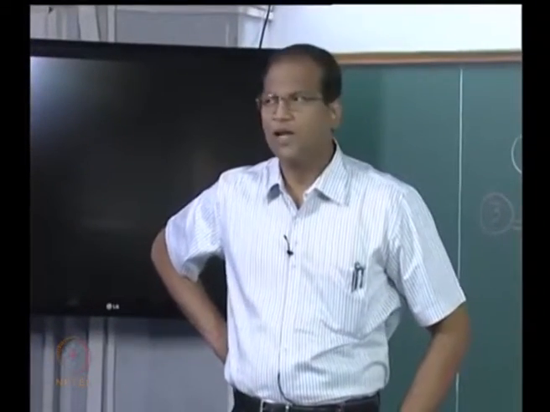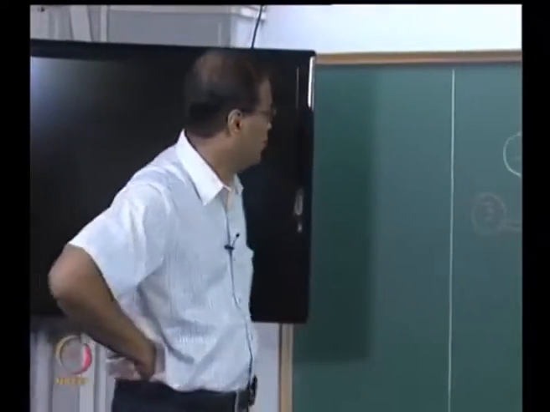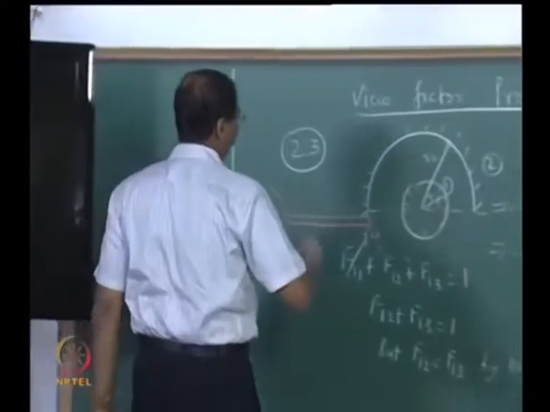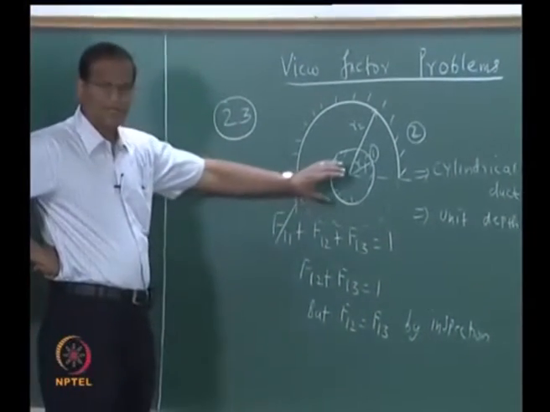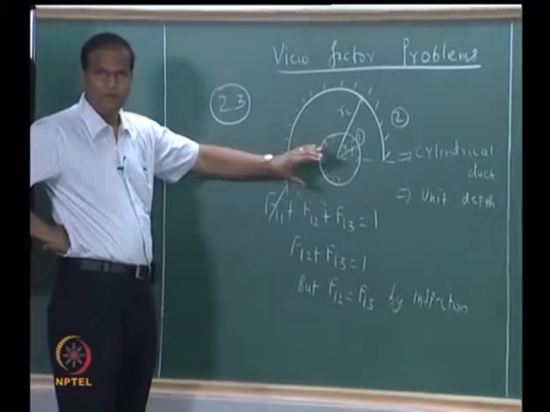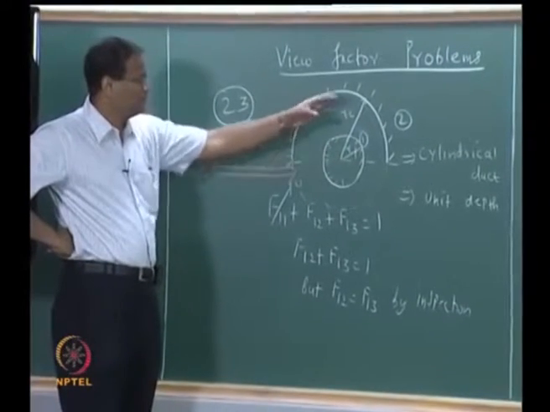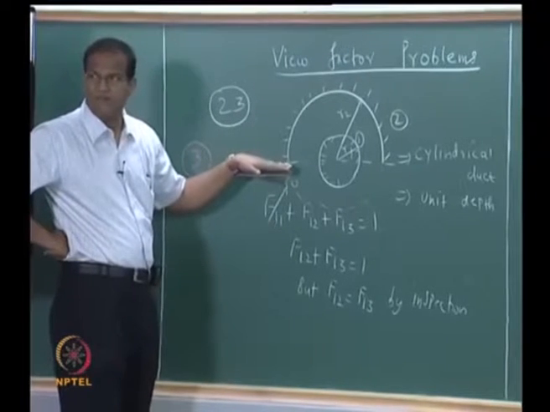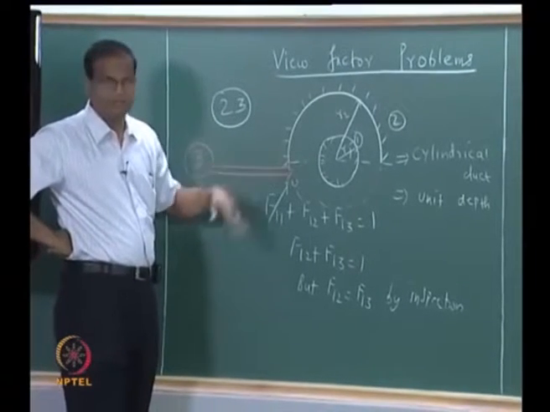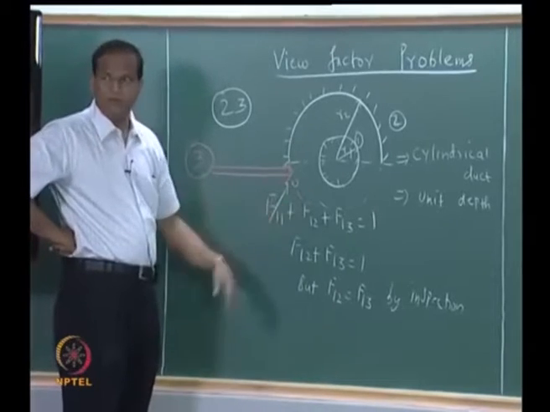Last class we were looking at the view factor problems. The last problem which we took up in yesterday's class looked like a relatively simple problem. There is a circular tube or a pipe. Outside there is a concentric pipe, but you have taken only half, so only the semicircle we have taken. So the bottom is open.